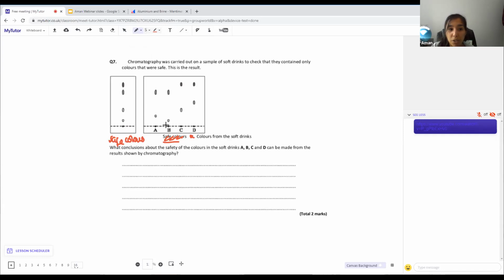So it's still pretty much the same anyway. B is safe because it contains this one, and C is safe because it contains this one and this one, but D contains this and this, which we don't know about. It's not on the safe spectrum, and A contains this and this because it's not on the safe spectrum. So yeah, everyone that said A and D are unsafe anyway, we had the right ones there.